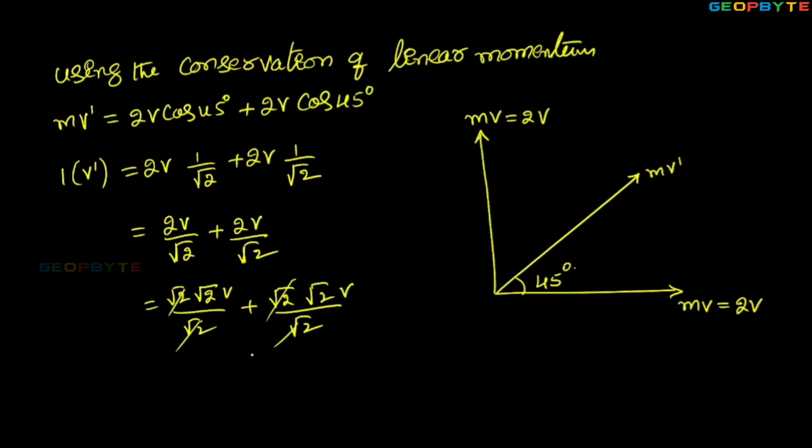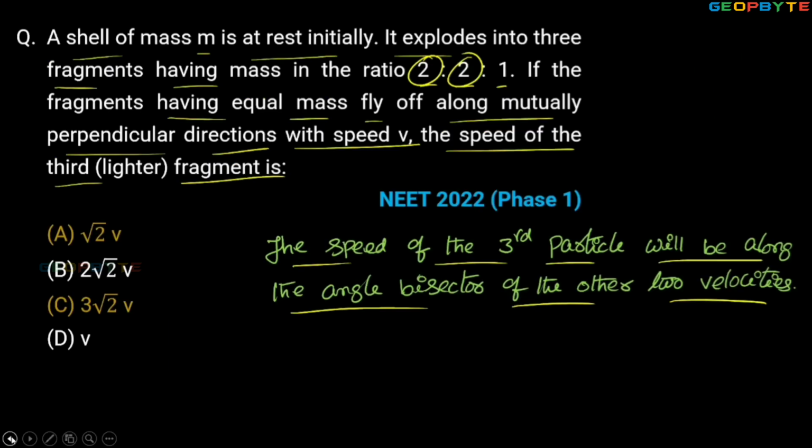One root 2 is cancelled. Finally, it is root 2 v plus root 2 v. It is equal to 2 root 2 v. That is the v dash, that is the velocity of the third particle. 2 root 2 v. Look at the options. 2 root 2 v, look at option B. Option B is absolutely correct.